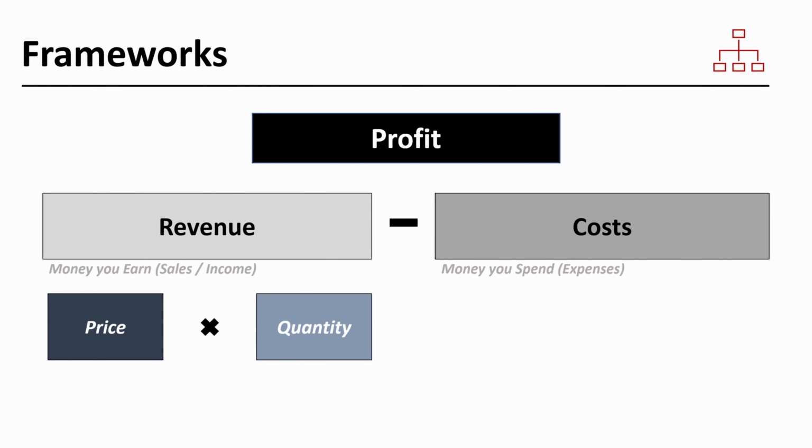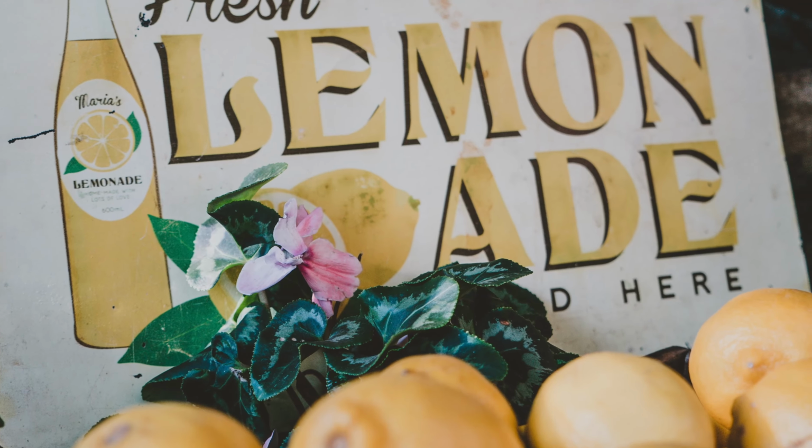Within revenue, we can segment this into price and quantity, which is the price you sell a product for and the quantity of that product you sell. So if we have a really basic example of a lemonade stand, we can think about our price as $2 per cup of lemonade and our quantity as the number of cups of lemonade we sold. So if we sell 10 cups of lemonade at $2 each, that equates to $20 worth of revenue.